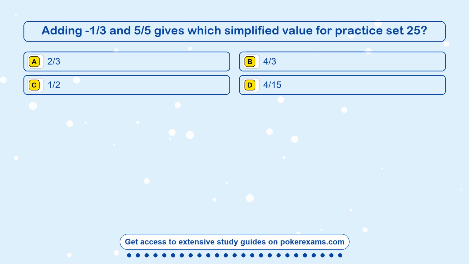Question 1. Adding -1/3 and 5/5 gives which simplified value for practice set 25? Option A 2/3. Option B 4/3. Option C 1/2. Option D 4/15.